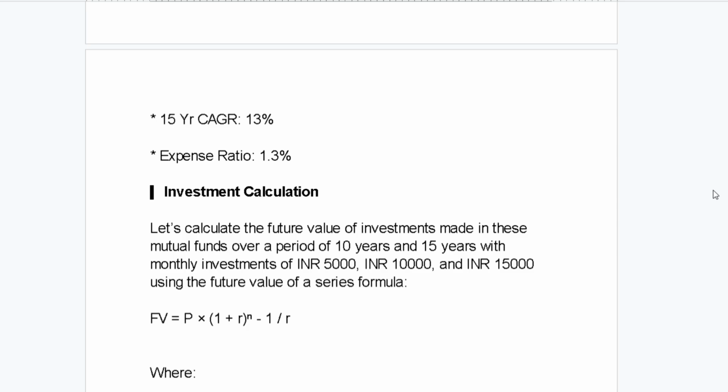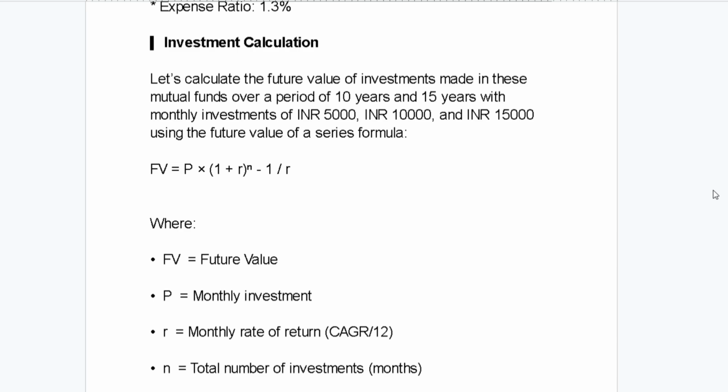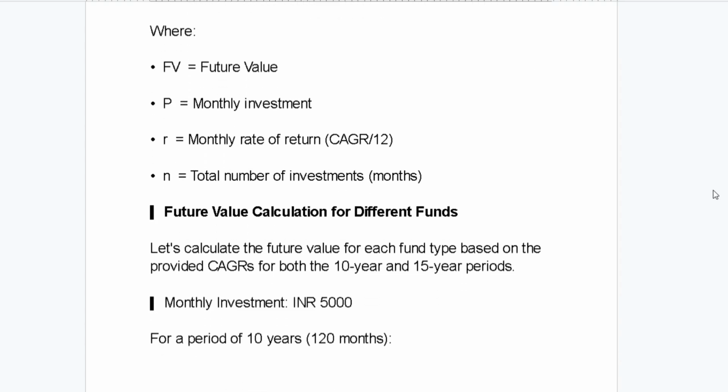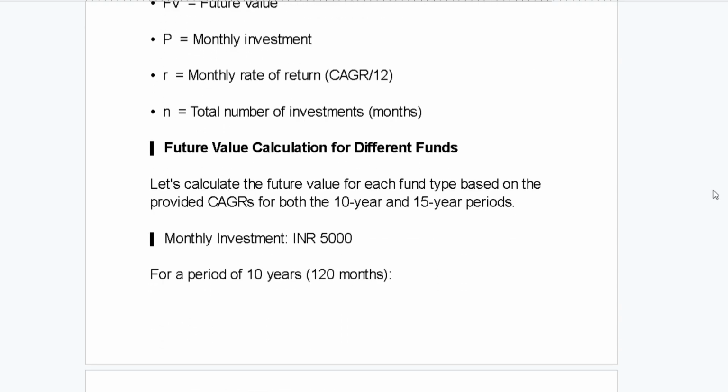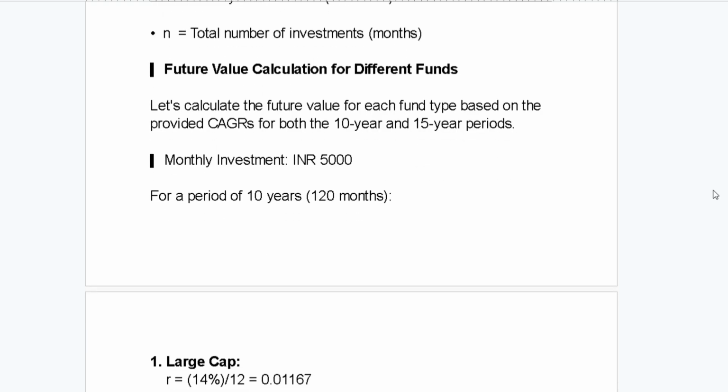So we can calculate the future value using the formula FV = P × ((1 + R)^N − 1) / R. Here FV is the future value, P is the monthly investment, that is given in the question as 5,000, 10,000 and 15,000. R is the monthly rate of return that we can calculate by dividing the CAGR by 12, and N is the total number of investments. So by applying this formula, we can calculate the future value of the monthly investment, calculating for 5,000 and for a period of 10 years.